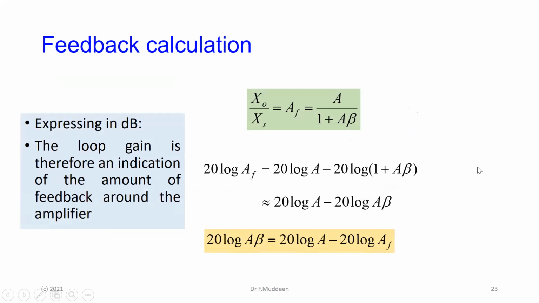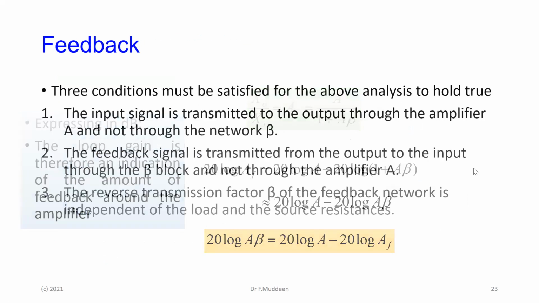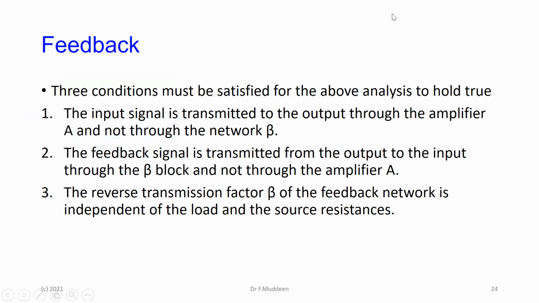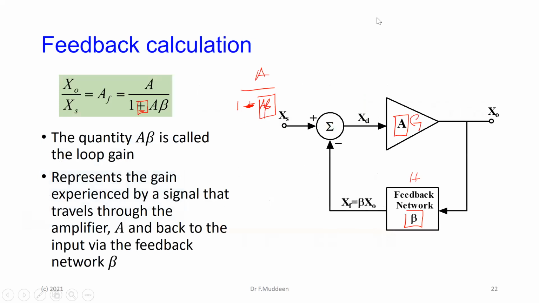And this was just like how you express it in decibels, which we've done a little bit. So some conditions that must be satisfied: first, the input signal must only go through the amplifier and not through the feedback network, right? So once I put my signal in here, this input signal must only go through the amplifier.